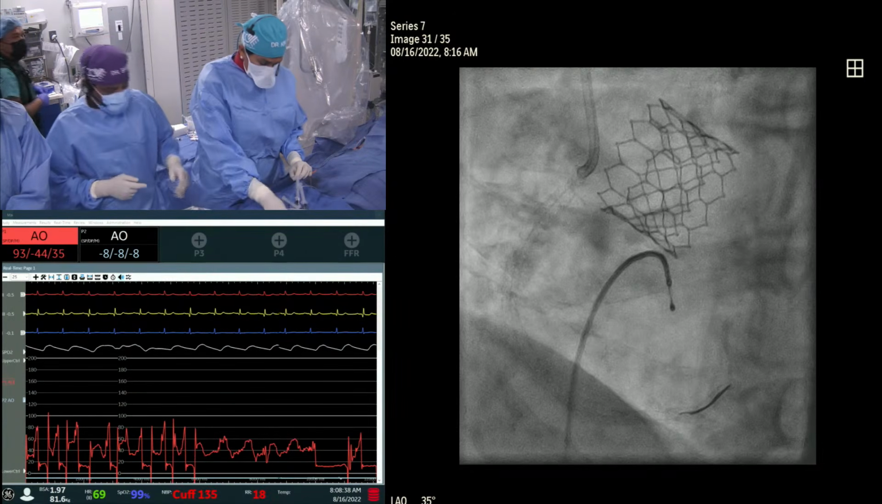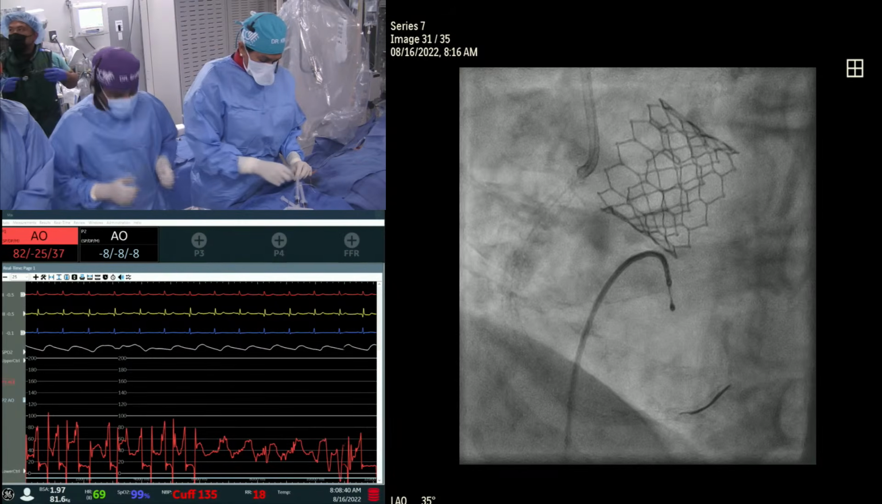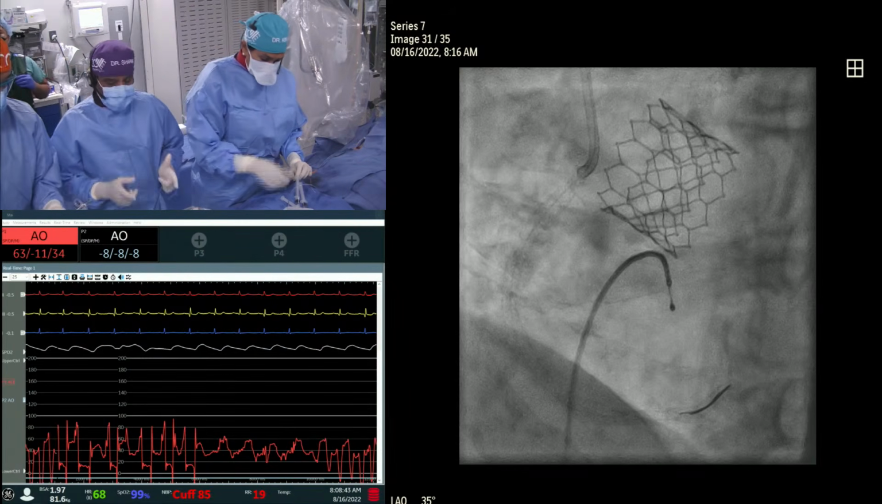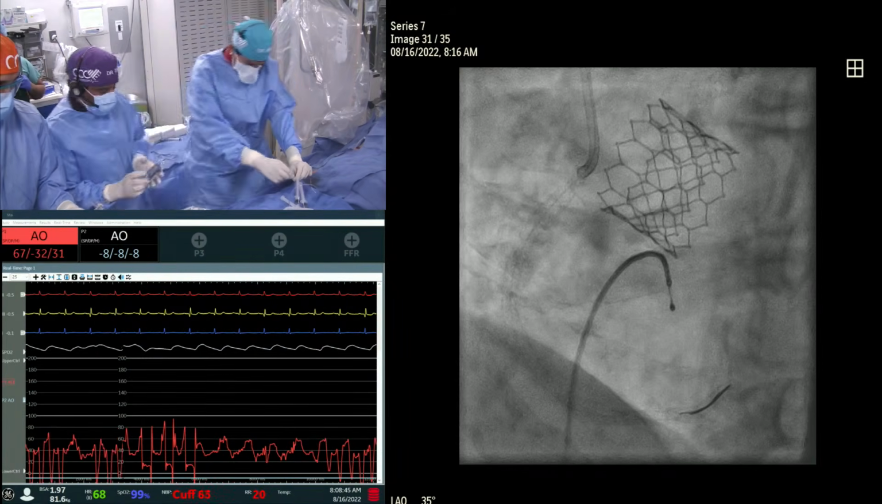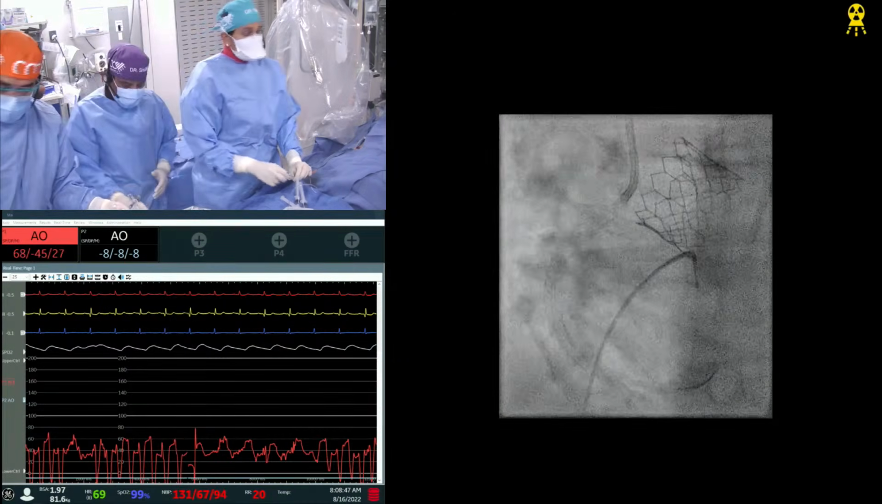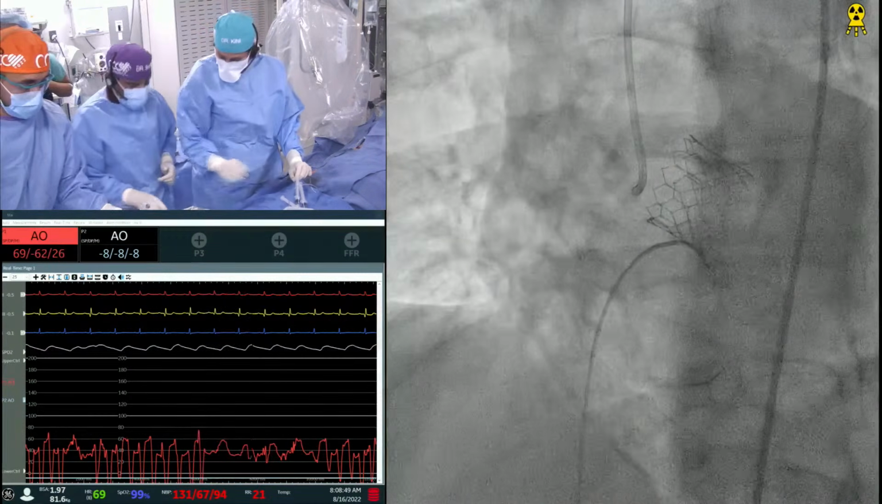But more important is how to differentiate the mechanism, and how do you alter your strategy based on your imaging finding, not just by the angiogram, but a little more than that. Yes.